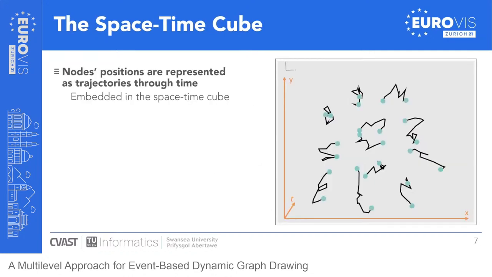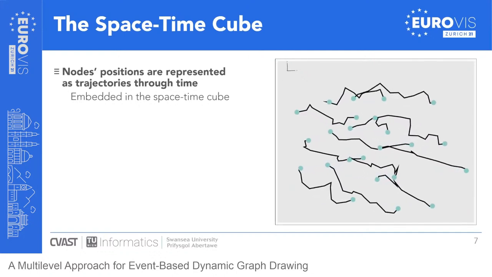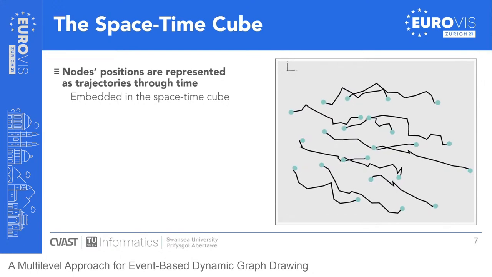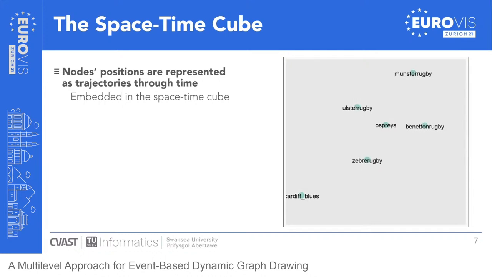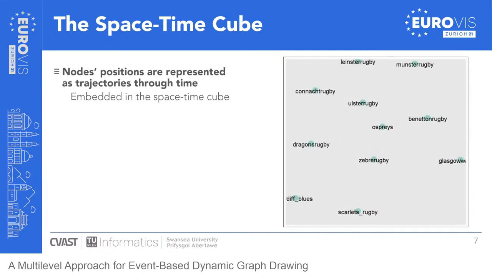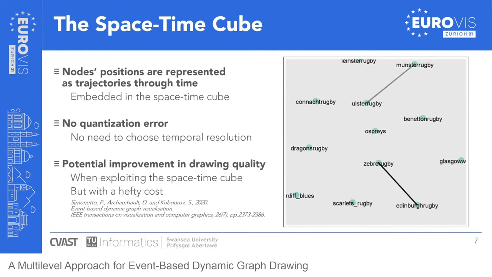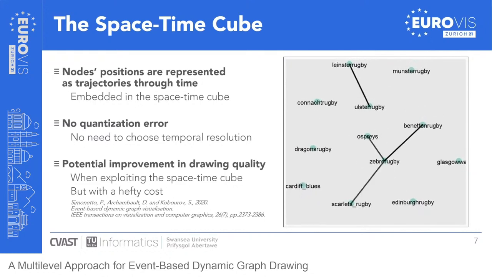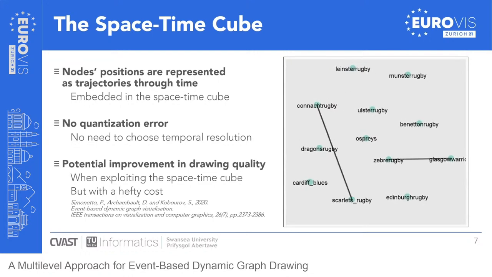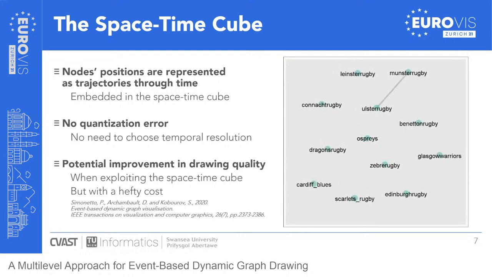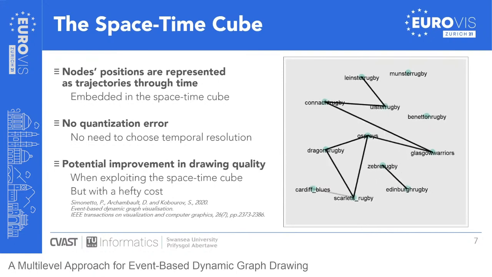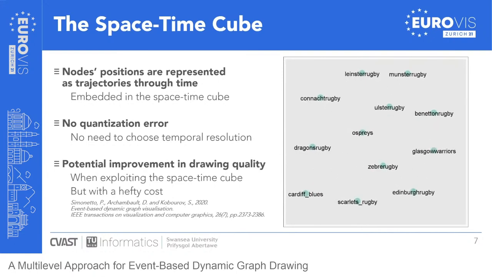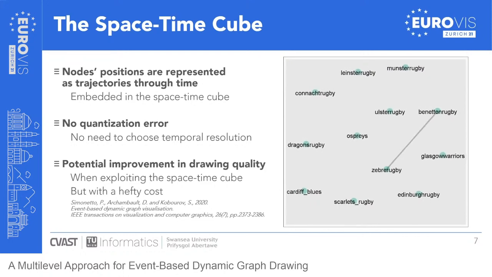When defined this way, the nodes' positions are represented as trajectories through time, embedded in a 3D space known as the space-time cube. On the right side, you can see a static representation of such a cube, in which the trajectories are clearly visible. These trajectories encode the node's movement. Each band represents an event, such as an edge appearing or a node appearing or disappearing, that influences the node position. The main advantage is that there is no quantization error, since there is no need to discretize the time axis. By exploiting this, we might obtain better drawing quality than time-sliced approaches on event-based data.